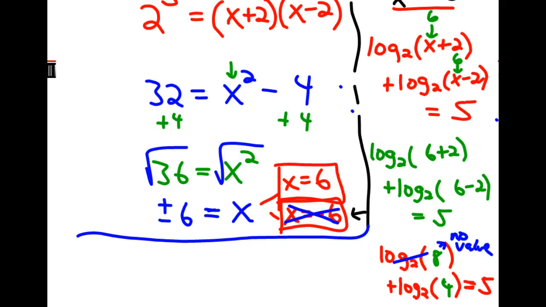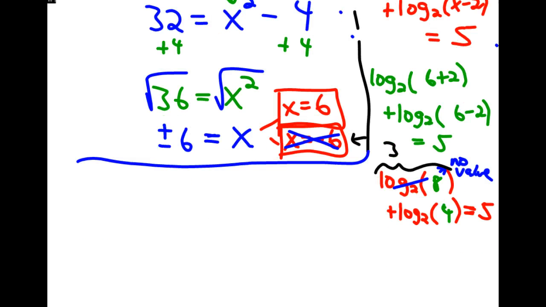Right? Log base 2 of 8, how many powers of 2 does it take to equal 8? The answer is 3. Log base 2 of 4, how many powers of 2 does it take to equal 4? The answer is 2. 3 plus 2 is equal to 5. So it works out when you choose x equals 6. It doesn't work out when you choose x equals negative 6.